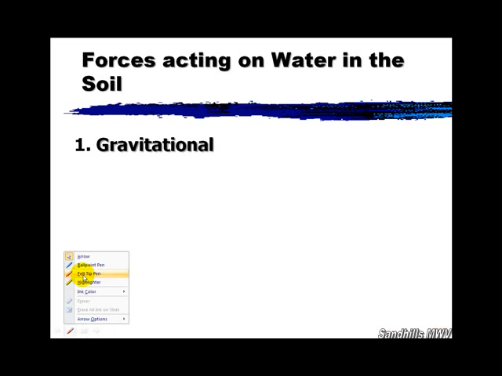Gravitational water is water that moves down through the soil profile. So we talked about runoff, or we're going to talk about runoff in some later things. Not that water, but the water that comes down. So most everybody understands that.